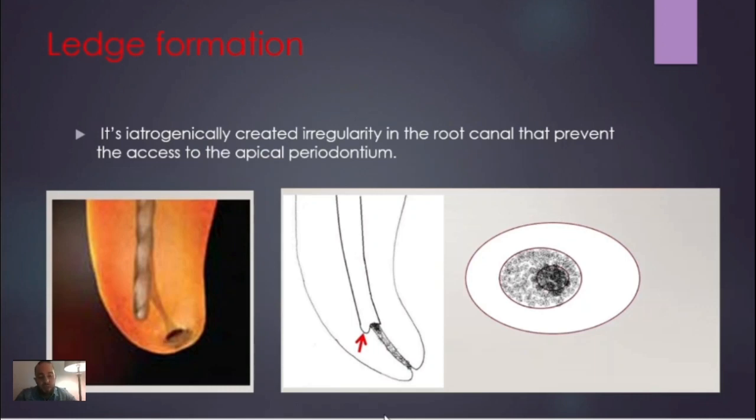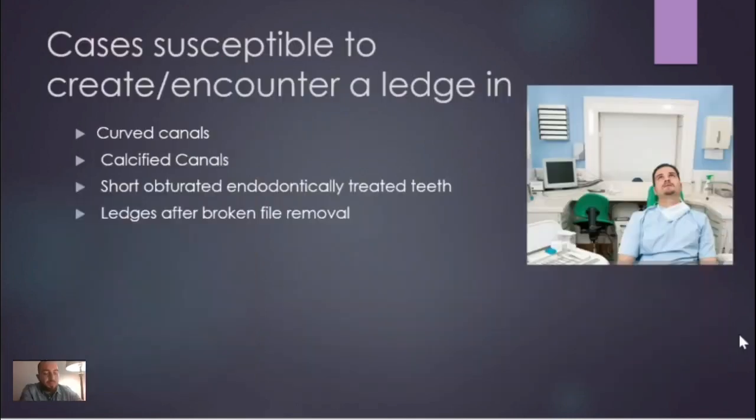Whenever we fail to bypass a ledge, we will have incomplete instrumentation of the canal, incomplete irrigation, and incomplete root filling. A misdiagnosed ledge is also very risky, as it may lead to false canal formation, which may eventually lead to a perforation due to forcing of the instrument in unrecognized ledges.